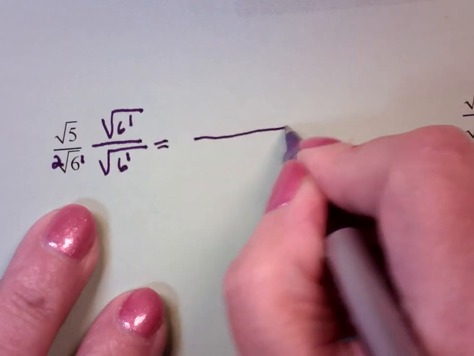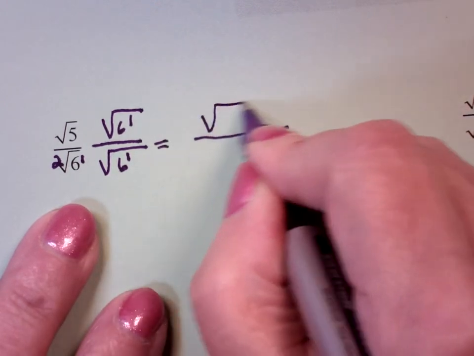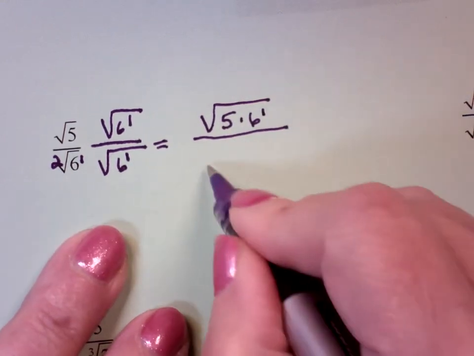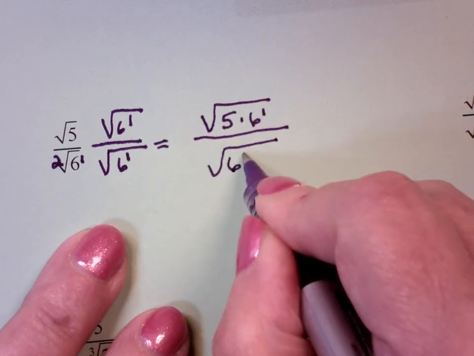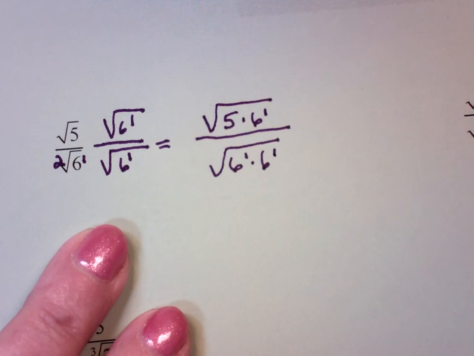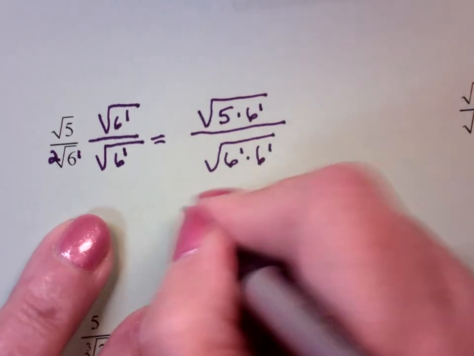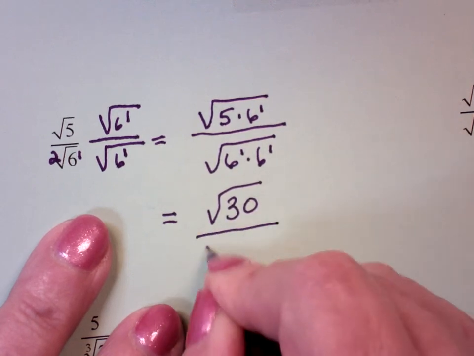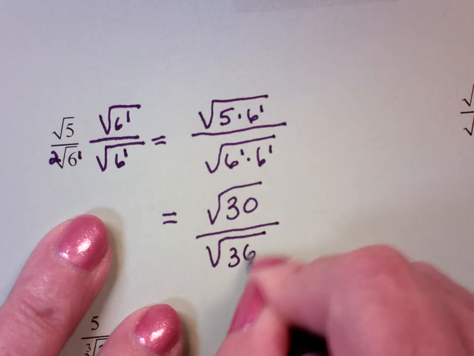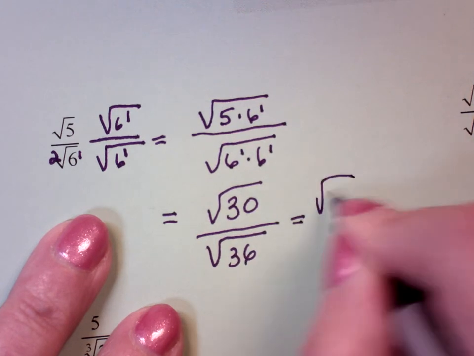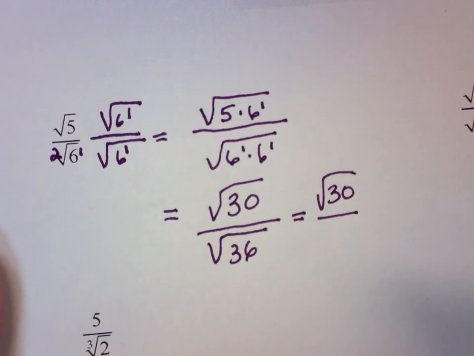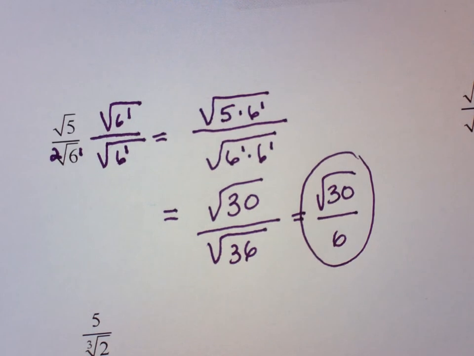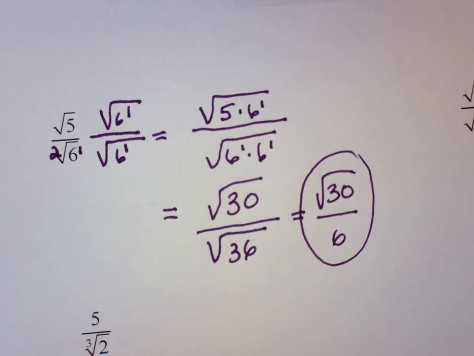So the numerator becomes the square root of 5 times 6 to the 1. The denominator becomes the square root of 6 to the 1 times 6 to the 1. Well, 6 to the 1 is just 6, so the numerator becomes the square root of 30. The denominator becomes the square root of 36, which is 6. Now the radical's in the numerator, not the denominator, which is what the goal is. Now I'm dividing by 6 instead of the square root.